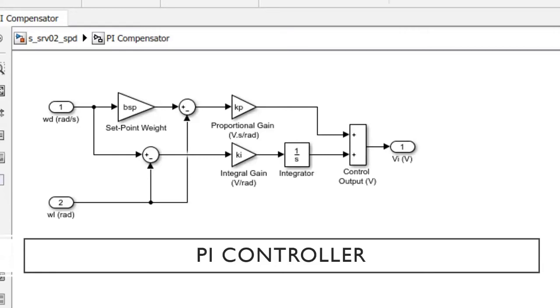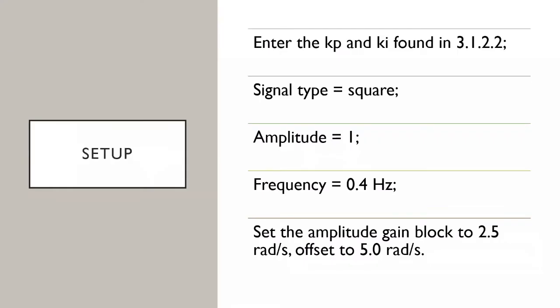This is the PI controller used in the PI compensator block. The values of Kp and Ki are used in here. We need to set the signal generator block parameters as this. Set the manual switch to the upward position to activate the PI control.